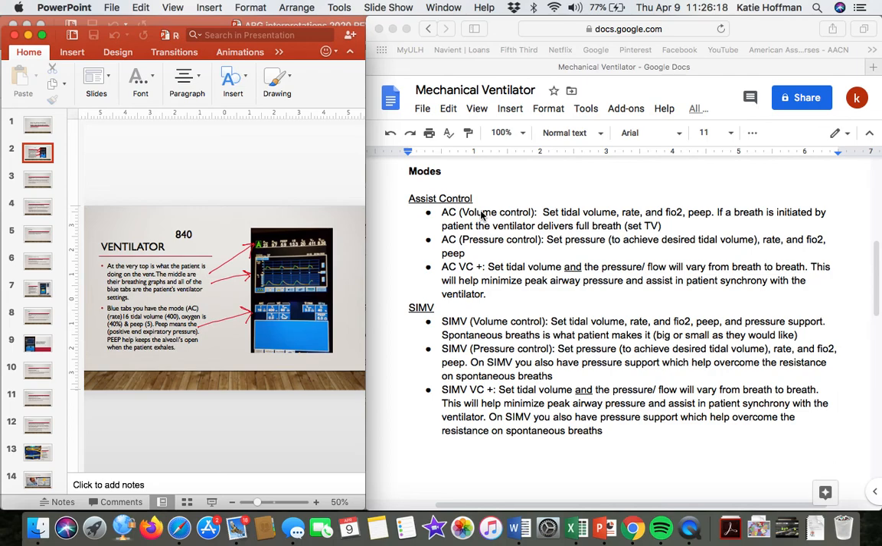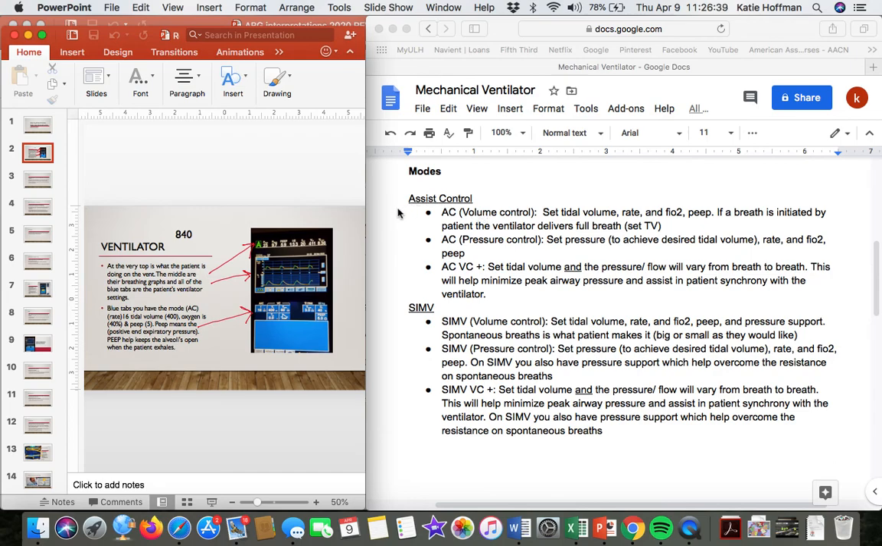When it comes to volume control plus, that is a flow setting on the ventilator. We will have a set tidal volume, but the ventilator is going to deliver the breath with a variable pressure from breath to breath to help minimize peak airway pressures and to help with the synchrony between your patient and your ventilator.